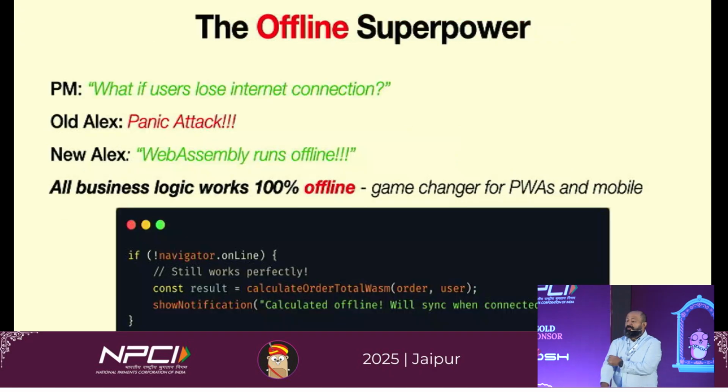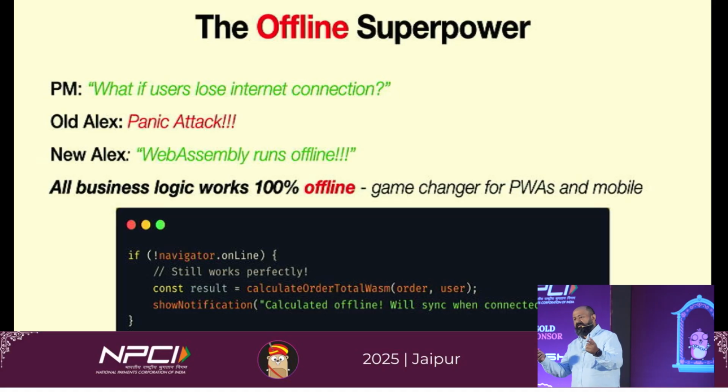Yeah. So this is another important thing about WebAssembly, right? It also makes you the offline superpower. So one day, the project manager comes to Alex and he says, what if users lose internet connection? Now the old Alex, who is oblivious to WebAssembly, obviously has a panic attack. What do I do if users lose internet connection? But the new Alex, who knows about WebAssembly, knows that WebAssembly runs offline. All the business logic works 100% offline, and it's a game changer for progressive web apps and mobile as well.